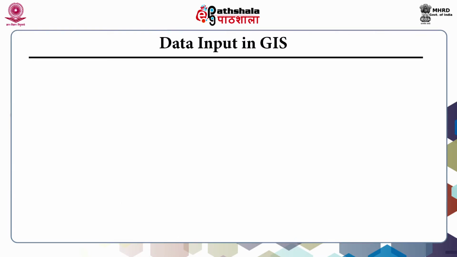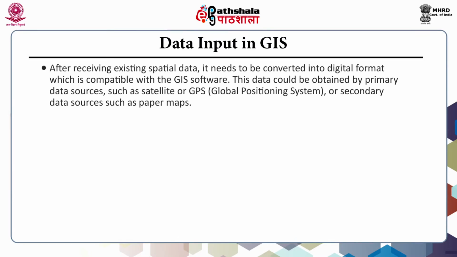Data input in GIS. After receiving existing spatial data, it needs to be converted into digital format which is compatible with the GIS software. This data could be obtained by primary data sources such as satellite or GPS, that is global positioning system, or secondary data sources such as paper maps.